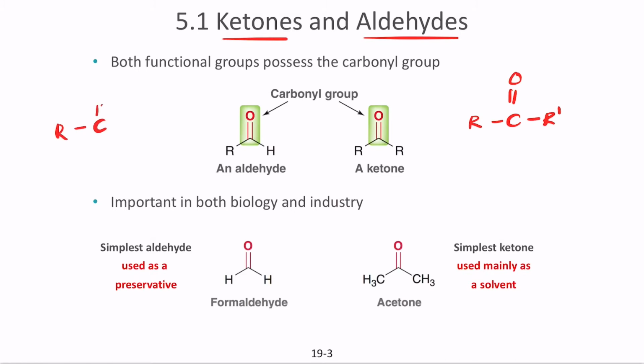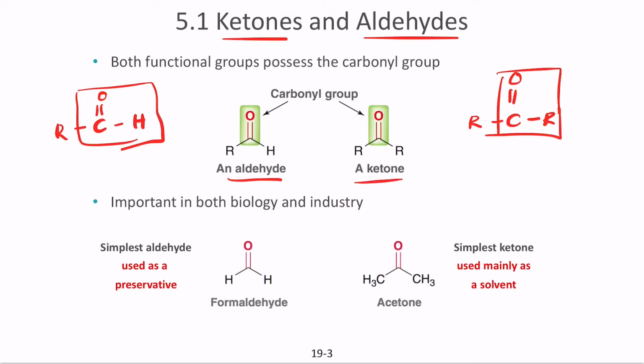An aldehyde has one side chain and a CHO group. So if you have CHO, then we call it an aldehyde. If you have a COR, then we call it a ketone. These are very important compounds in both biology and industry.